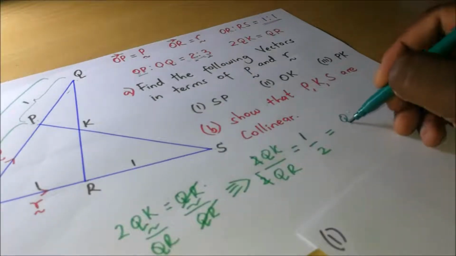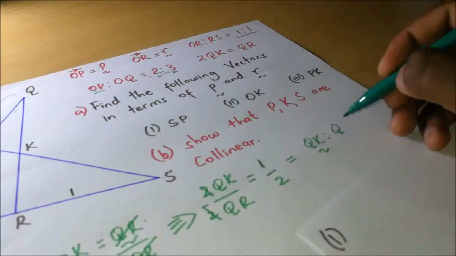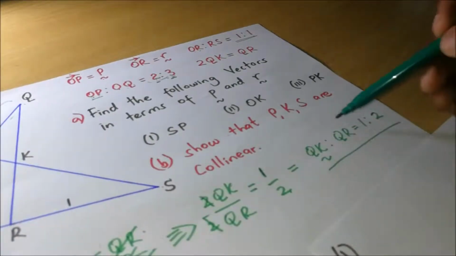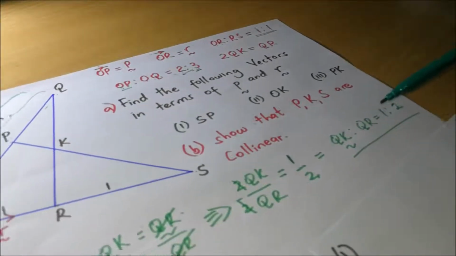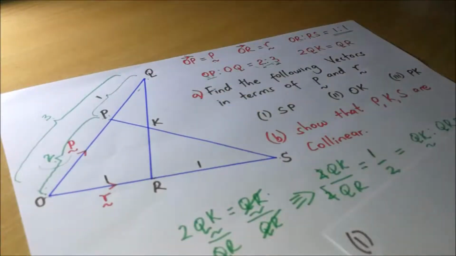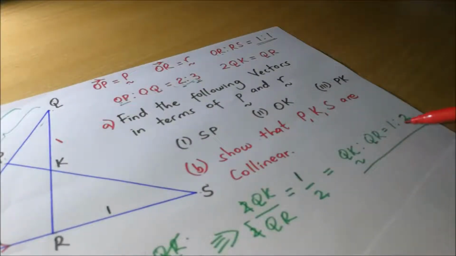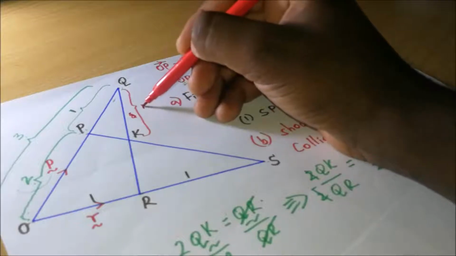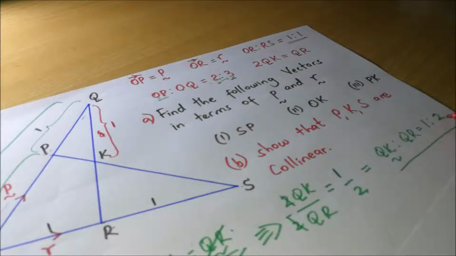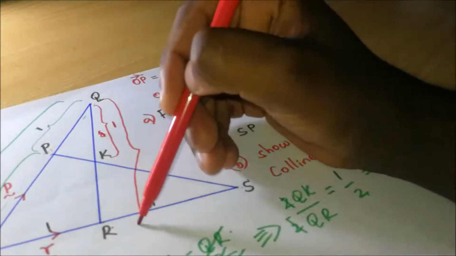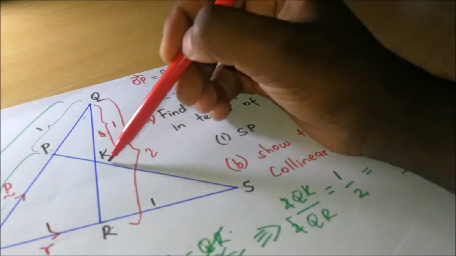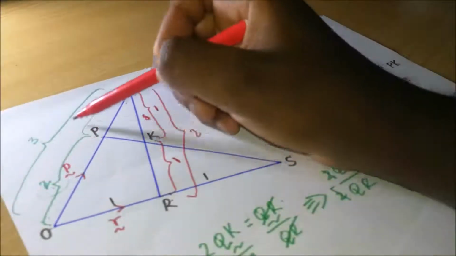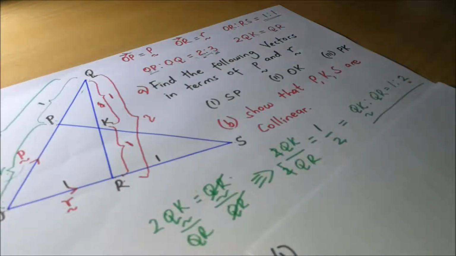This is the same as saying QK to QR is equal to 1 to 2. After demystifying it like that, QK has ratio 1, and QR has ratio 2. From Q to R is 2, so 2 minus 1 gives us the remaining portion KR as also 1. So this and that is also 1 to 1. The total ratio is 2, just like we did here. With that, let's proceed and start doing our question.